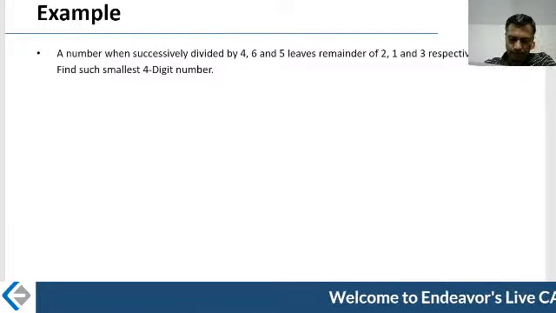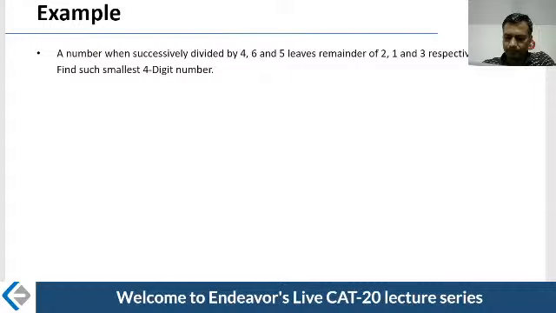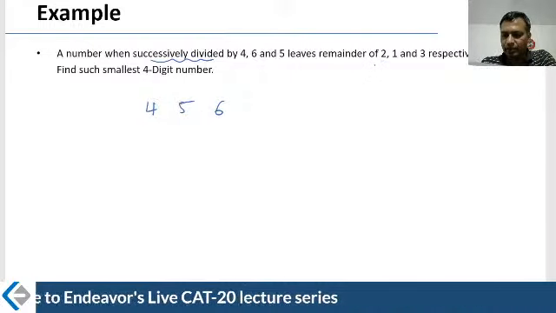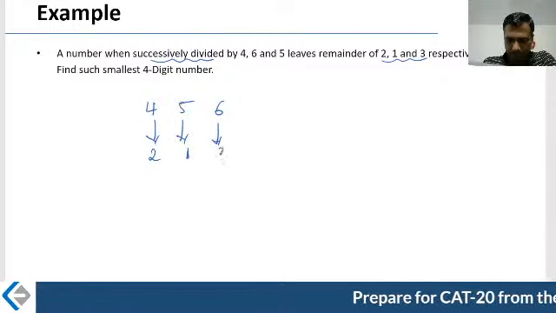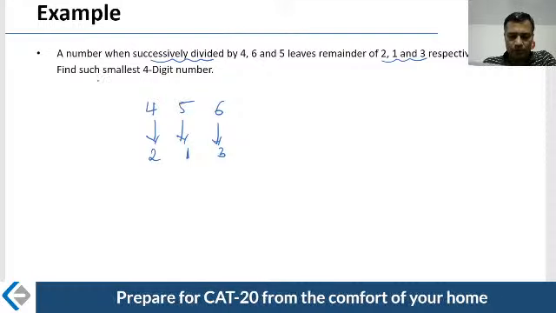Got it? Good. Here we go. This is what you did: 4, 5, 6 successive division, with respective remainders. This left a remainder of 2, remainder 1, remainder 3. Let's find the smallest such 4-digit number.